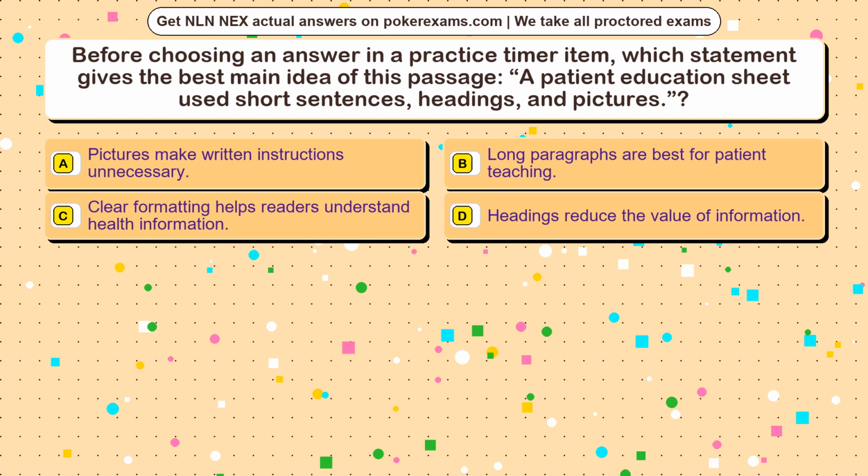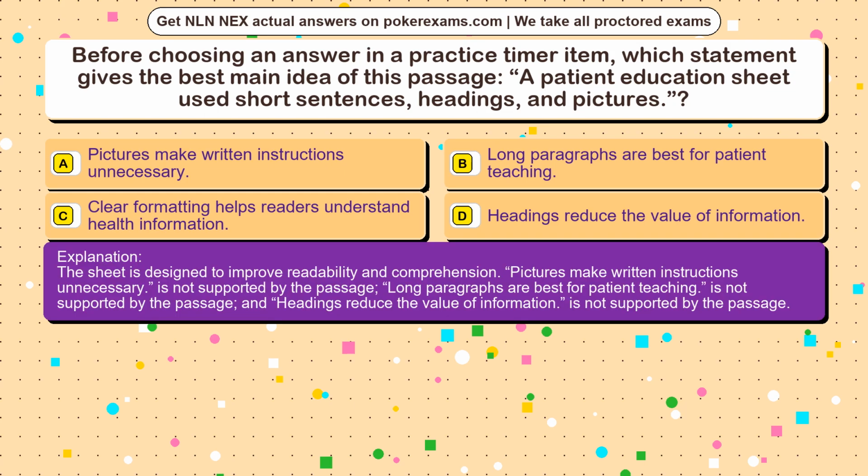The correct answer is option. The sheet is designed to improve readability and comprehension. "Pictures make written instructions unnecessary" is not supported by the passage. "Long paragraphs are best for patient teaching" is not supported by the passage, and "headings reduce the value of information" is not supported by the passage.